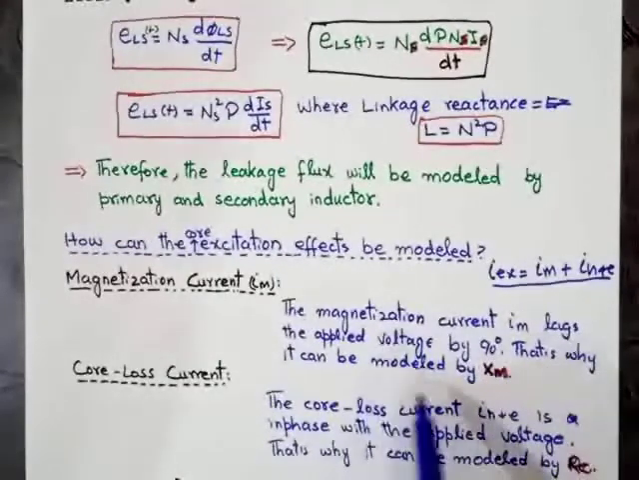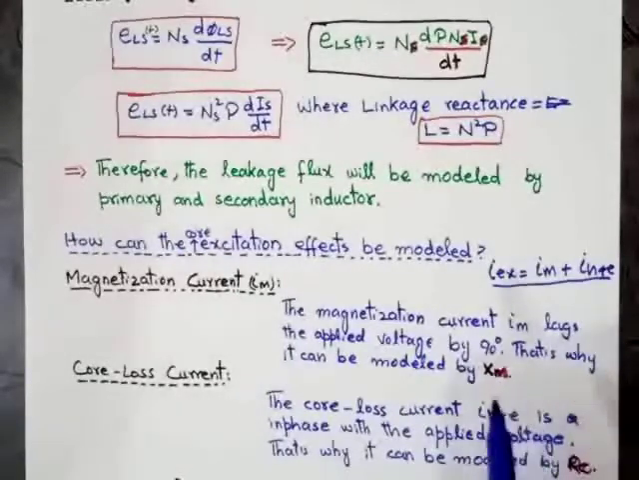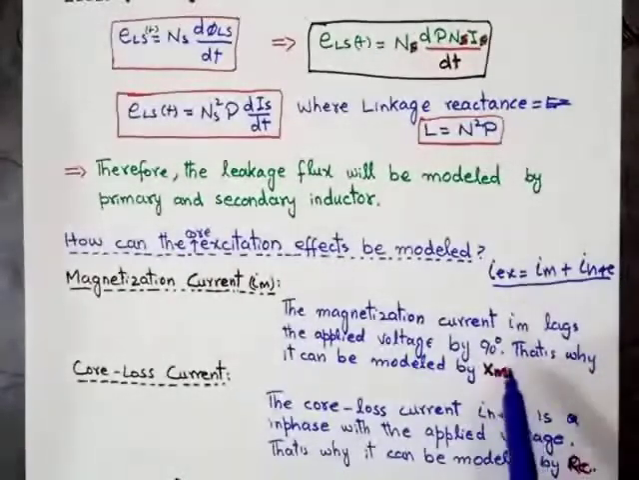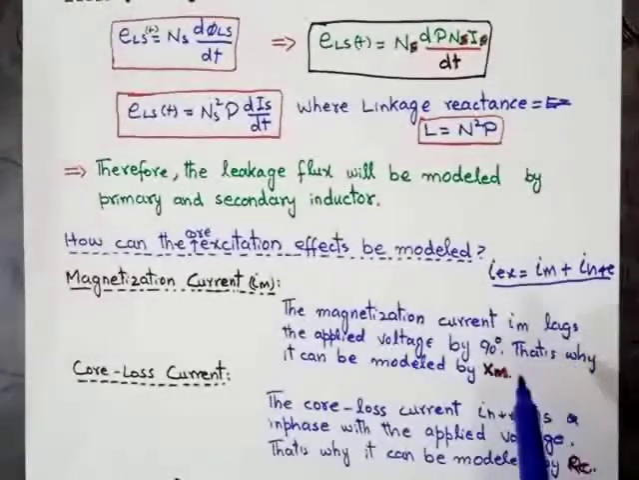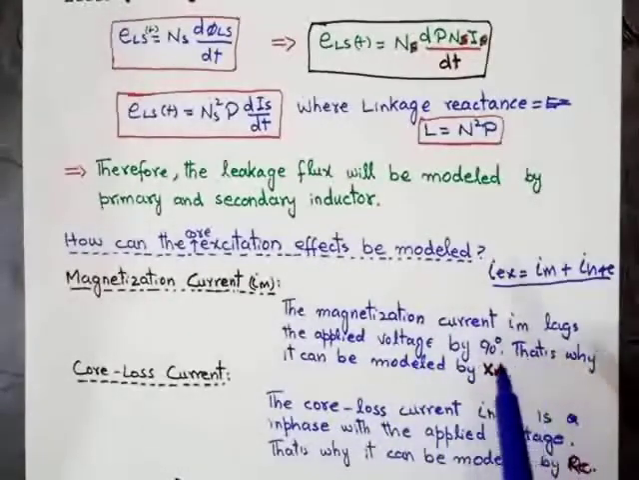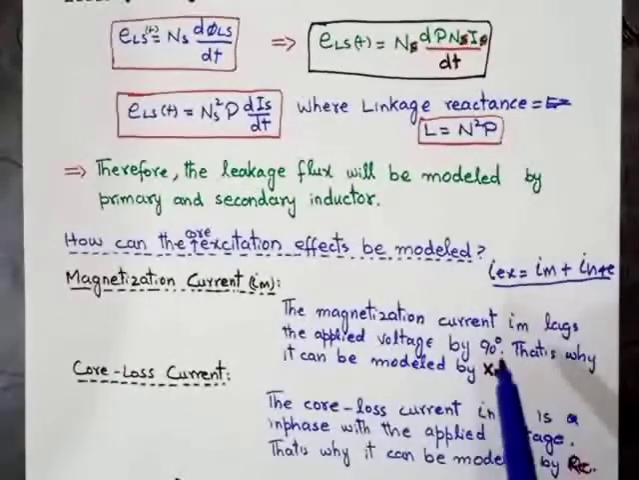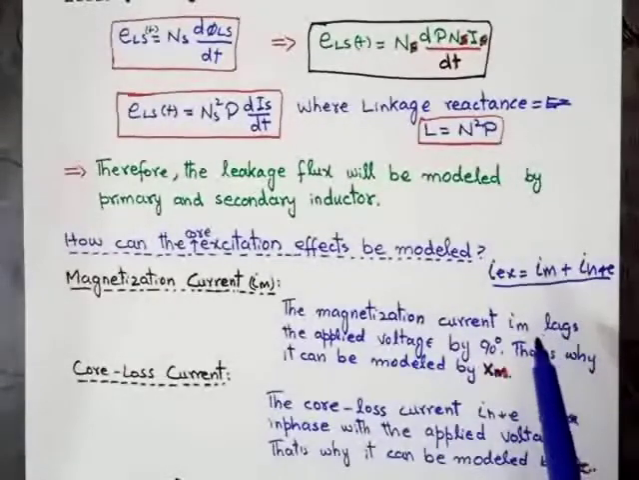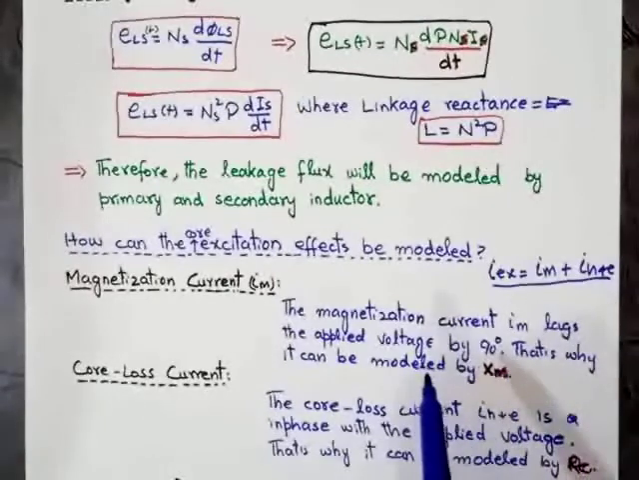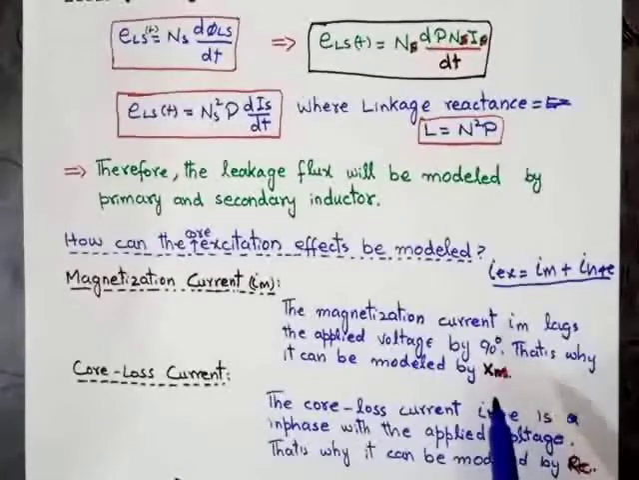That's why it can be modeled by the reactance XM. The reason is that, as we have already discussed in detail, the magnetization current lags the applied voltage by 90 degrees. As we know, in the case of an inductor, the current lags the voltage. So that's why we will present this in an equivalent circuit by the reactance XM.